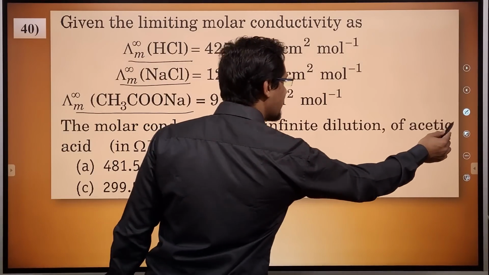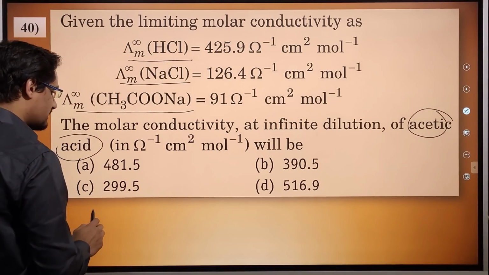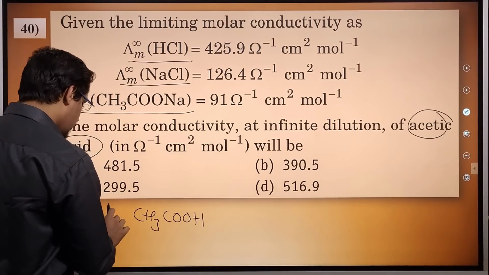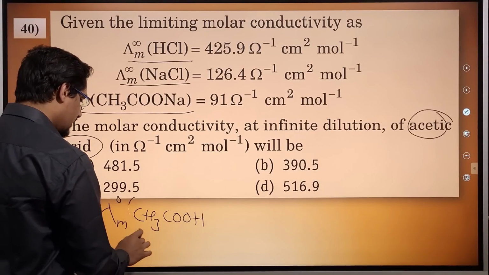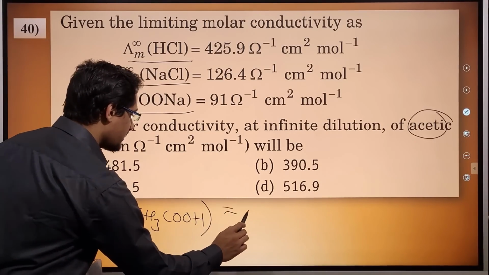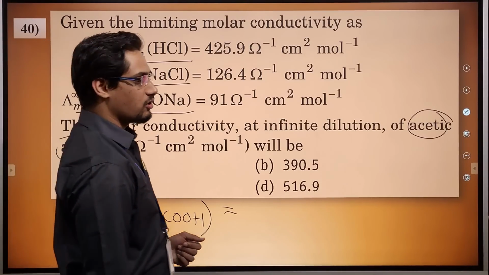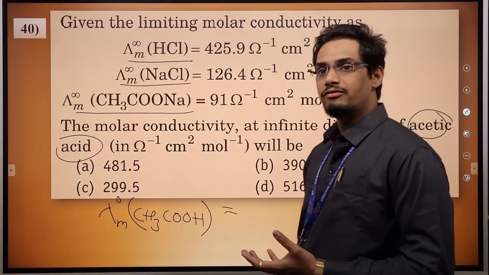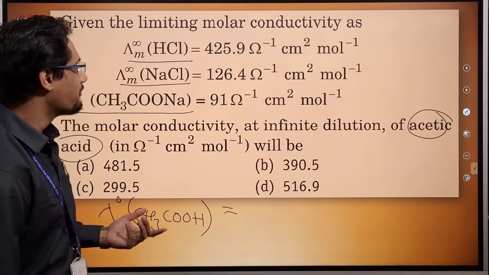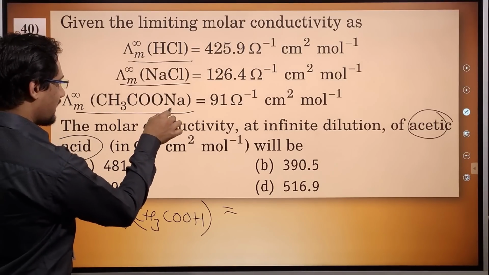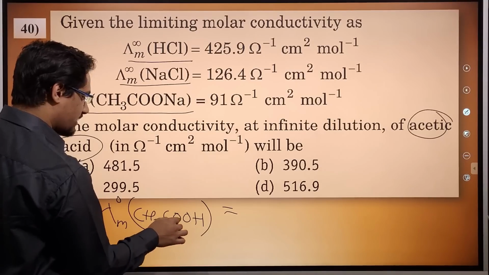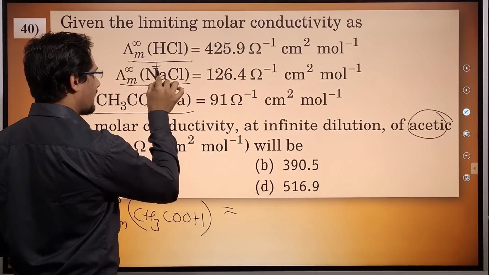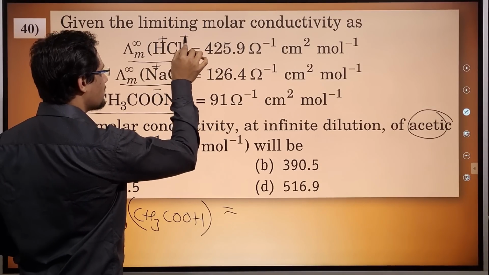I want acetic acid. Acetic acid stands for CH3COOH. I want lambda m naught of CH3COOH. What does Kohlrausch's law say? It says something very simple: the limiting molar conductivity of an electrolyte will be equal to the sum of the individual contributions of its ions. Right? So I need H plus. It must be equal to CH3COO minus and H plus. That is CH3COO minus, Na plus, Cl minus, H plus, Cl minus.